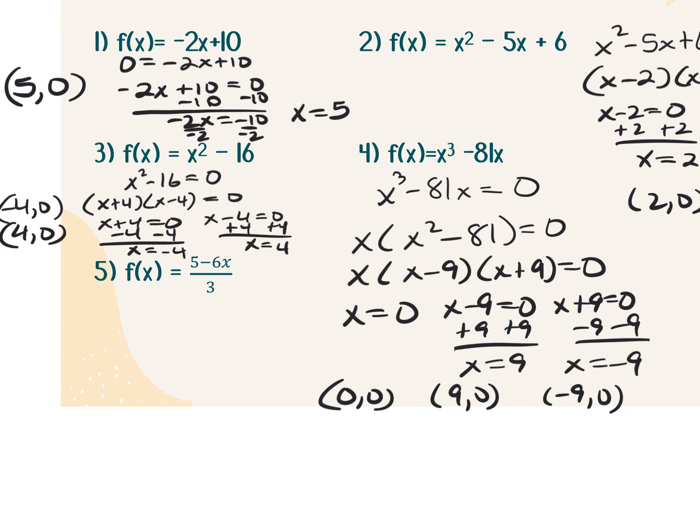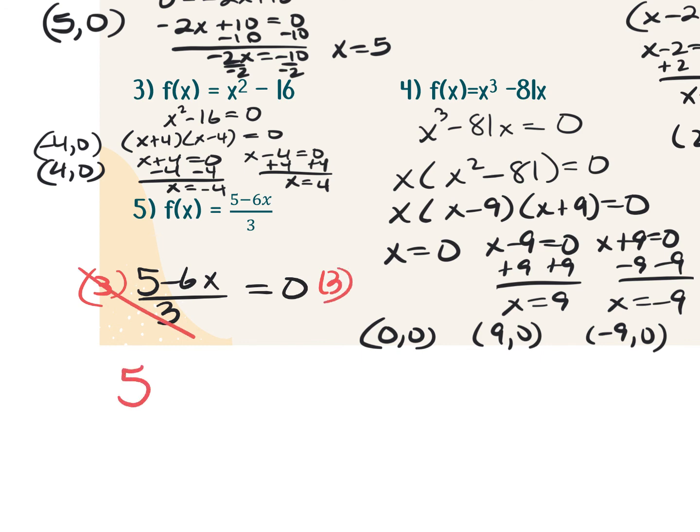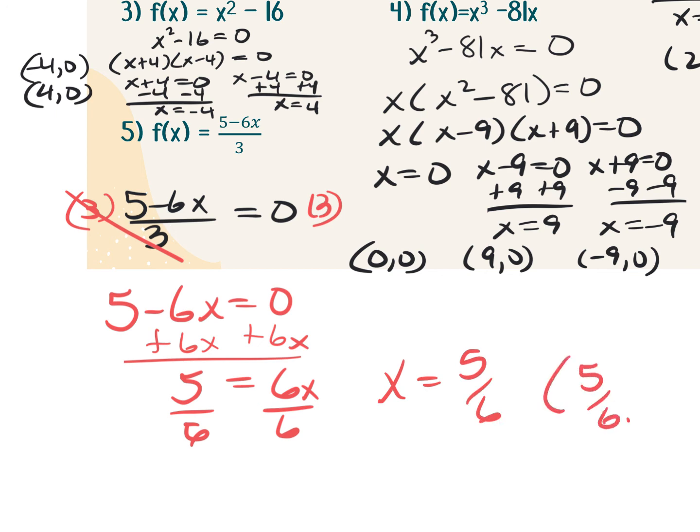And then number 5, again, what I'm going to do is 5 minus 6x over 3 equals 0. I'm going to get rid of the fraction first. I could multiply both sides by 3, and then I just get 5 minus 6x equals 0. I can add the 6x, and I get 5 is equal to 6x. Divide by 6, and x equals 5 over 6. As an ordered pair, (5/6, 0).